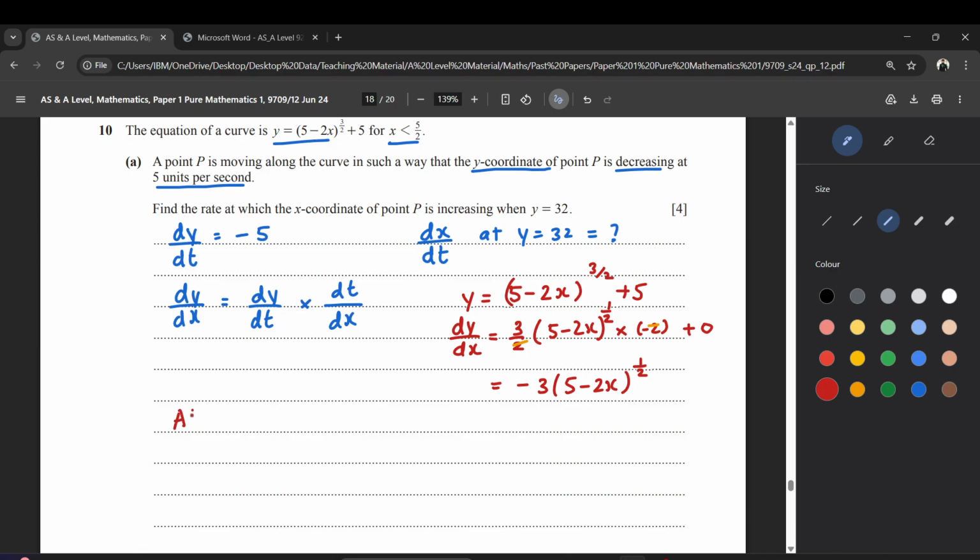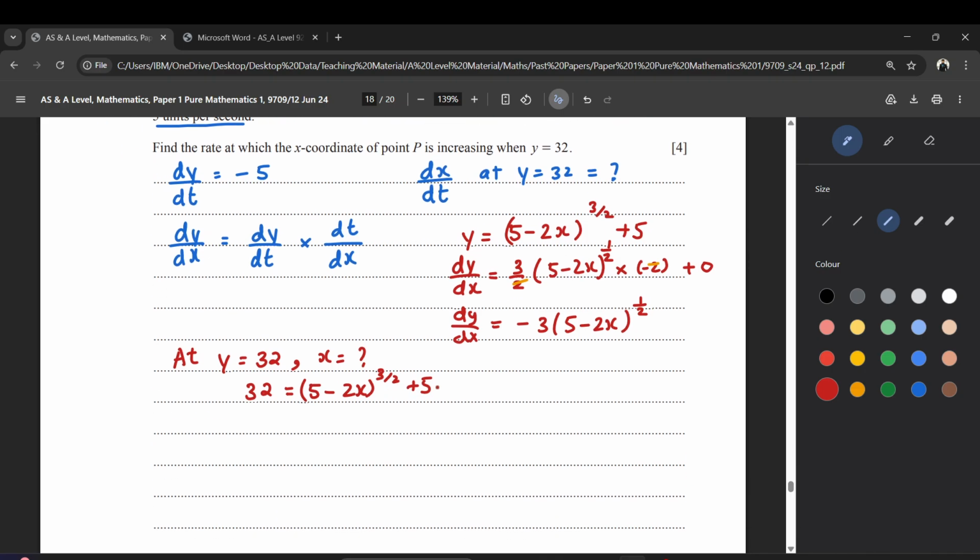Now we know that y is equal to 32. So what would be x at that point? Because if I want to find the exact value of dy/dx, then I need the value of x. So using the original equation, I write that 32 is equal to (5 minus 2x) to the power 3 upon 2, plus 5. First of all, subtract 5 to that side. So we have 32 minus 5 equals (5 minus 2x) to the power 3 upon 2.